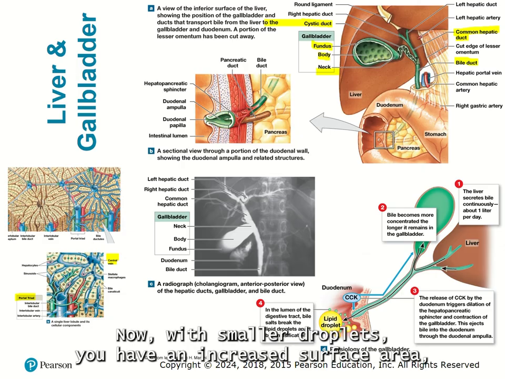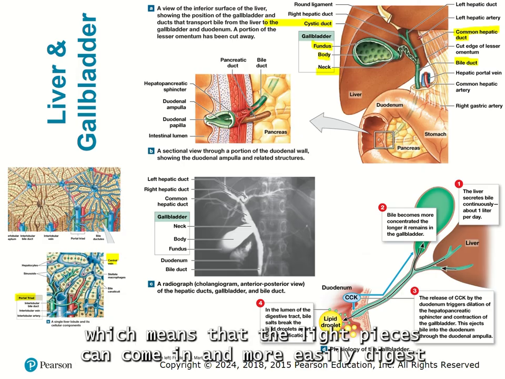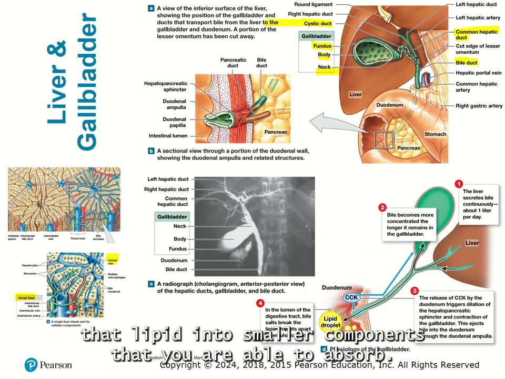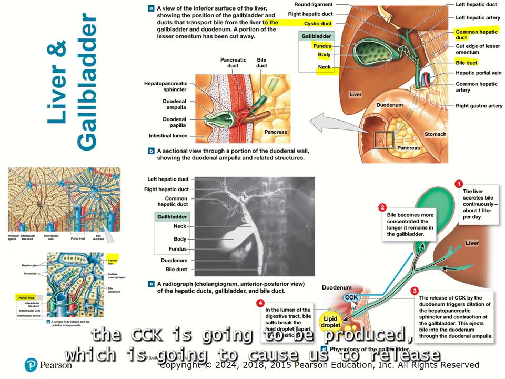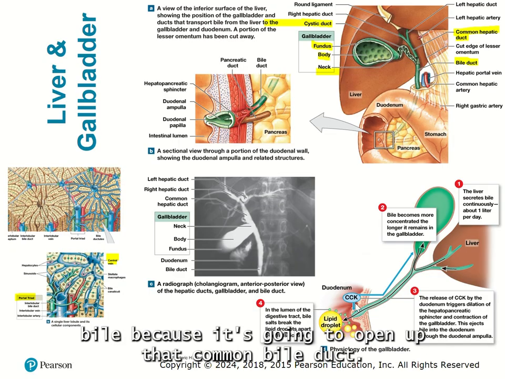Now with smaller droplets, you have an increased surface area, which means that the lipases can come in and more easily digest that lipid into smaller components that you are able to absorb. So as you can see, when the lipids come in here into the duodenum, the CCK is going to be produced, which is going to cause us to release bile because it's going to open up that common bile duct.